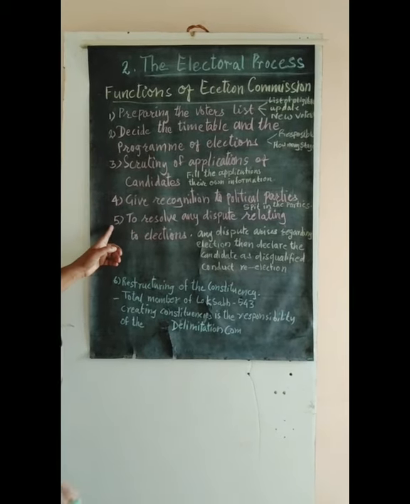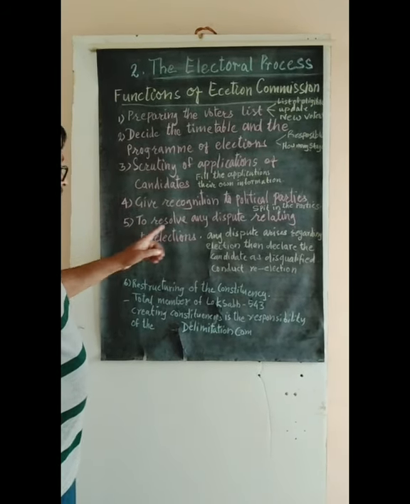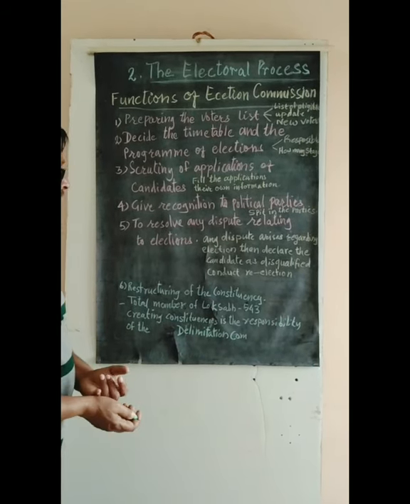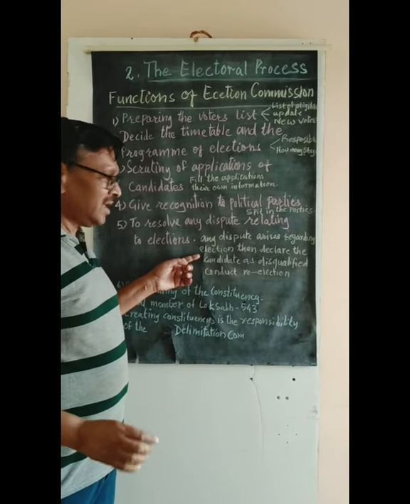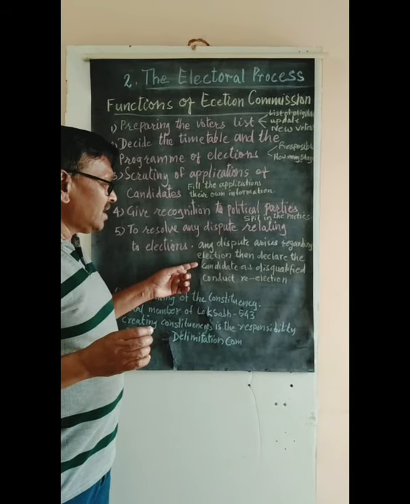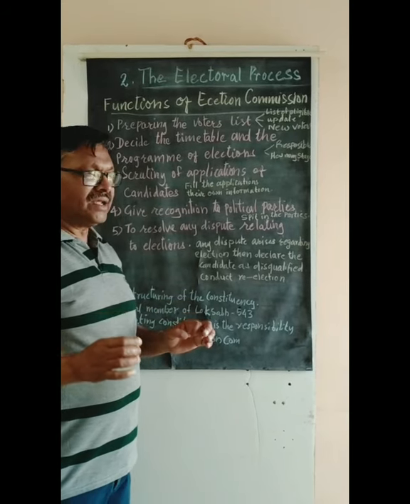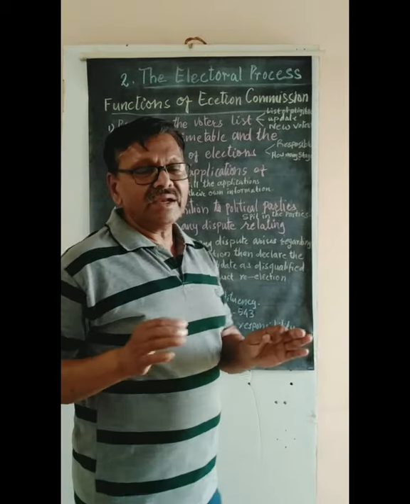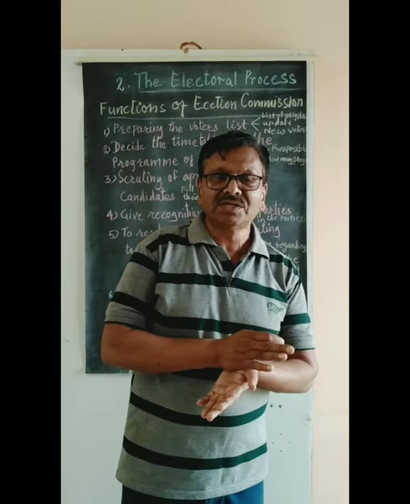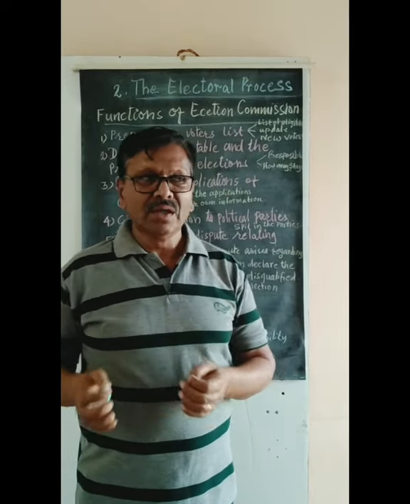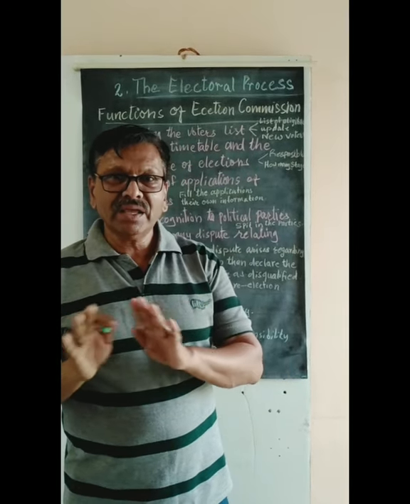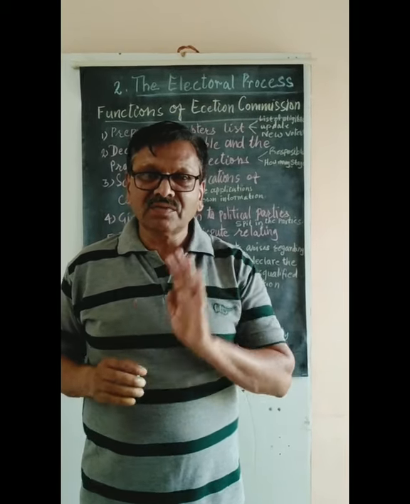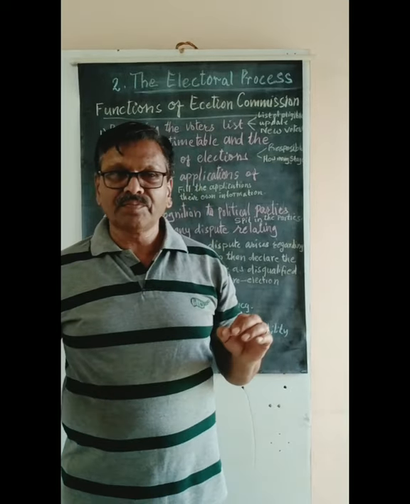The next function of the election commission is to resolve any dispute relating to election. If any dispute arises during the election, the candidate is declared disqualified, and if the candidate is disqualified, then re-election is taken. I would like to give you an example here. One candidate had filled his form, and he had given fake certificates of his caste.